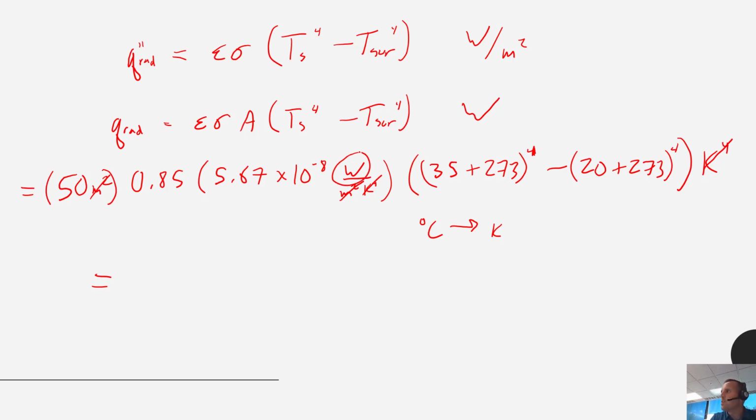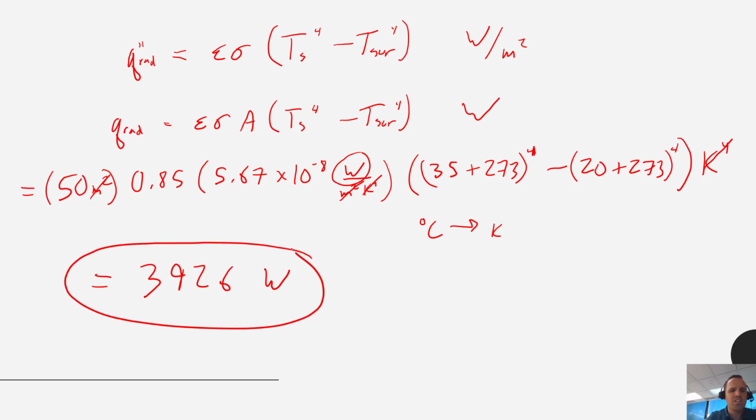So I'm going to spare you the plugging and chugging. You can type this into your calculator or into an Excel sheet, but we end up with the roof losing 3,926 watts. So my roof would be losing that much heat by radiation to its surroundings.